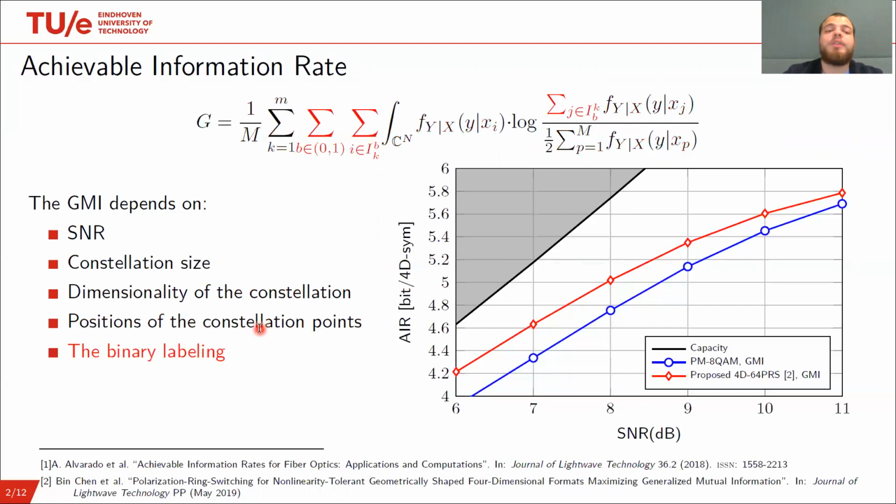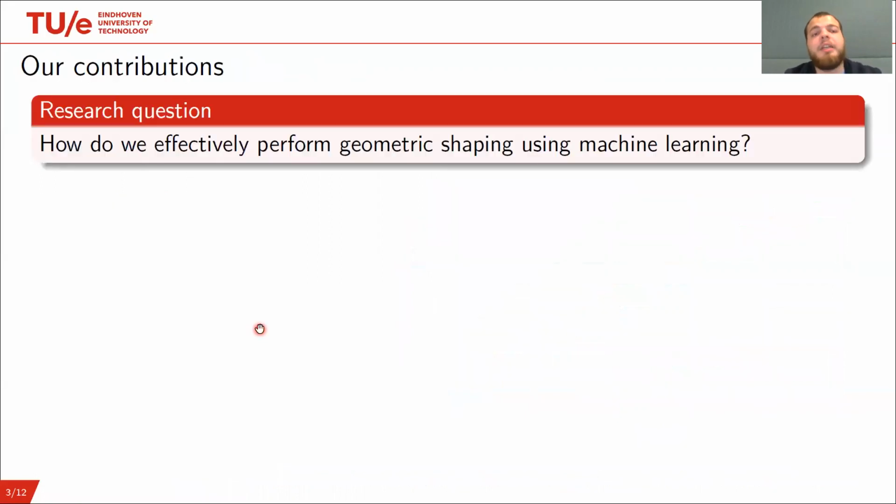During geometrical shaping, we are trying to optimize a constellation of a particular dimensionality and a particular constellation size for a specific SNR by moving around the positions of the constellation points and the binary labeling. So our question is, how can we effectively perform geometric shaping using machine learning?